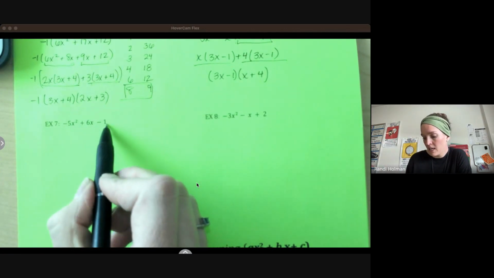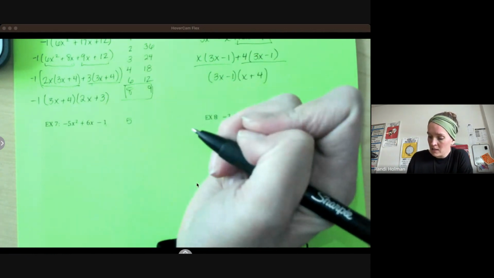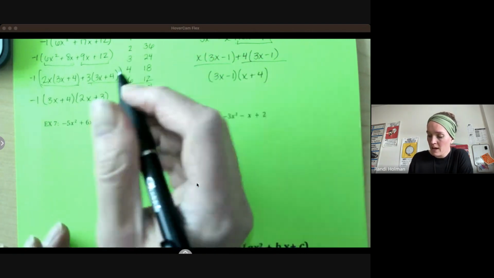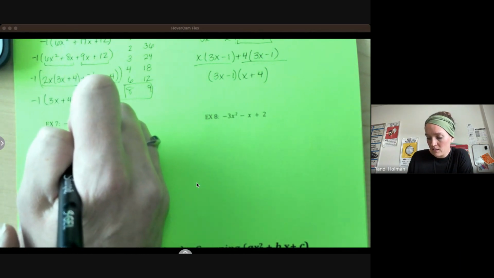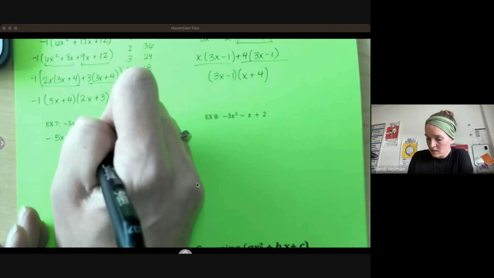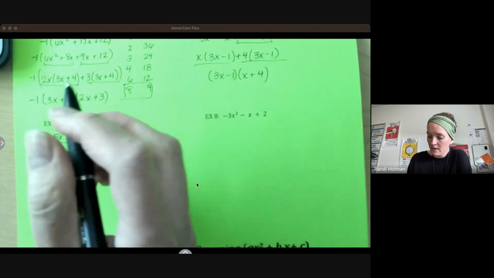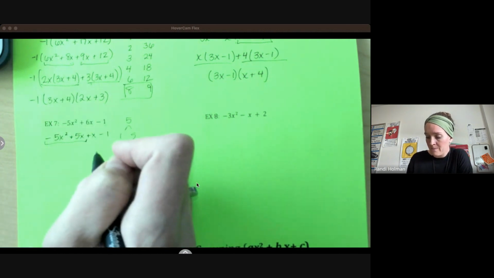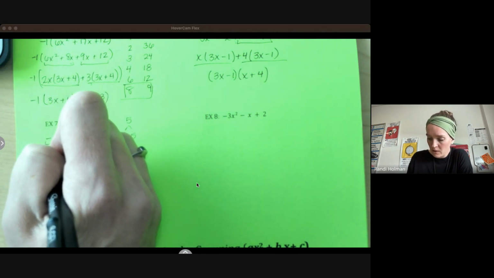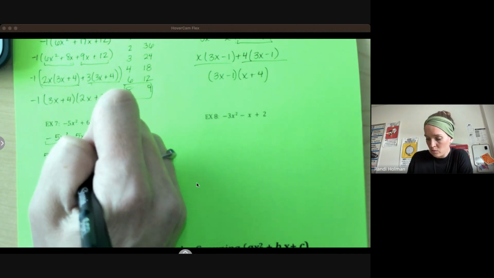Okay, a times c, negative 5 times negative 1 is positive 5, and add to be positive 6 is 1 and 5. Negative 5x squared plus 5x plus x minus 1. Okay, greatest common factor here is 5. Up to you if you want to take a 5 or a negative 5. I'm going to take a 5 out, and then 5x. I get negative x plus 1.